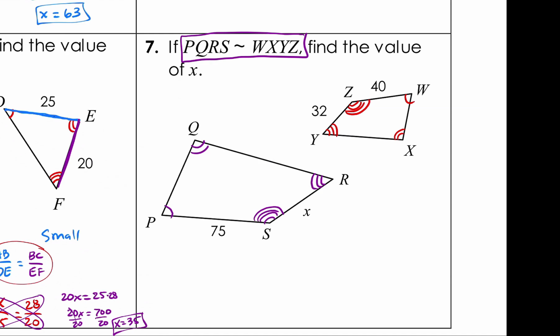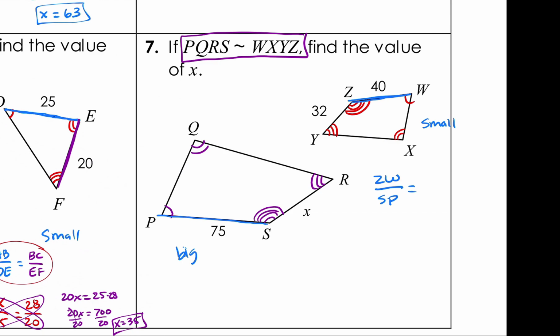So I'm going to go from small to big now. This one's the small one. This one's the big polygon. So I'm going to go from ZW. Now what matches ZW on the big one? That's the one with 4 to the one with 1. So that's SP.